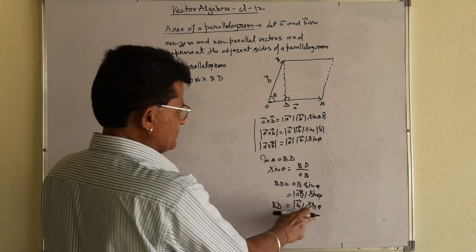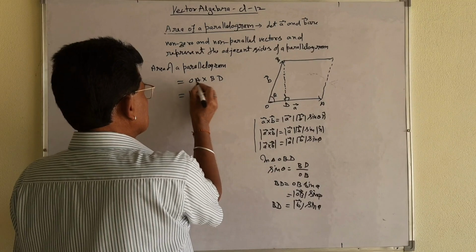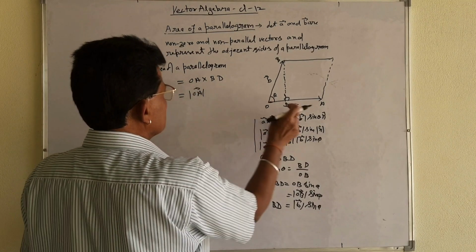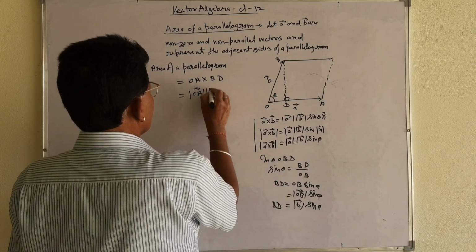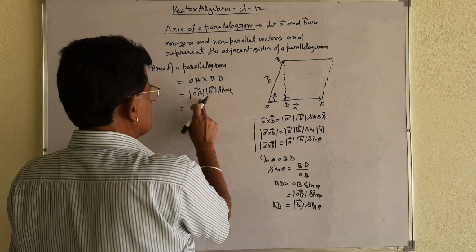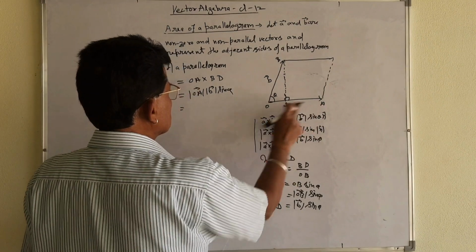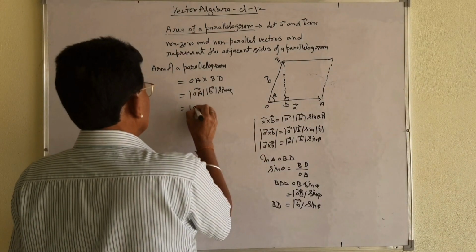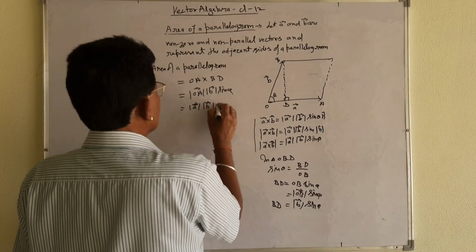In place of BD you will have to use this. The base will be equal to OA, which is a scalar quantity; let me change it to vector form, it will be the magnitude of vector A. The value of BD will be equal to the magnitude of B sine theta. See, my dear student, this is the magnitude of vector A, because the OA vector is along vector A, and it will be magnitude of vector B sine theta.